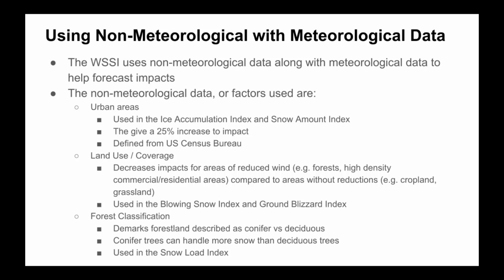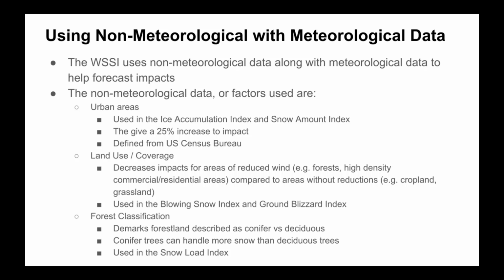The land coverage and land use, so that's really used in the blowing snow and ground blizzard index. That decreases impacts for areas of reduced winds, for example, forest, high density commercial areas, compared to those areas without those restrictions. So if you have open fields, grasslands, or croplands, you're not going to be seeing reductions there.